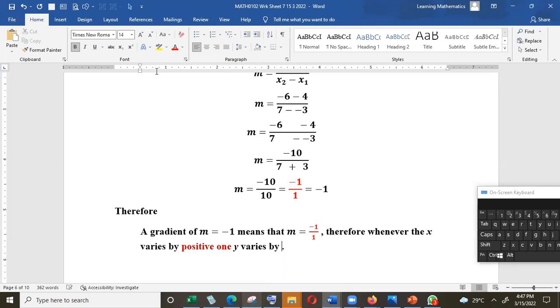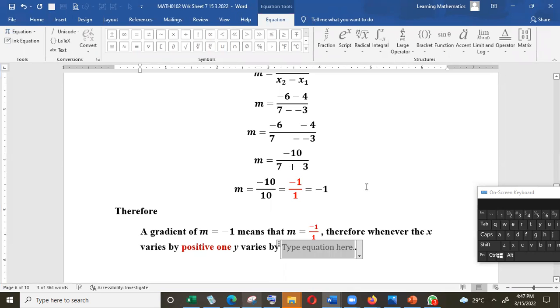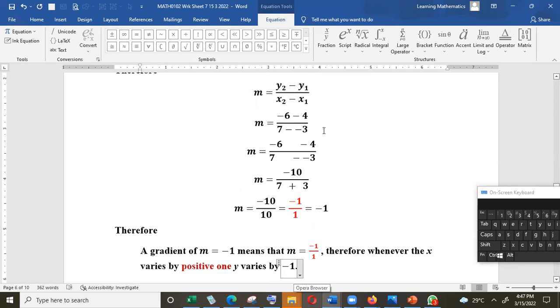So always try to interpret your gradient, even though the question does not say so. That's how you calculate gradient, and that's how you interpret it. Rise over run: y2 minus y1 over x2 minus x1. Rate of change of y with respect to 1 unit change of x.